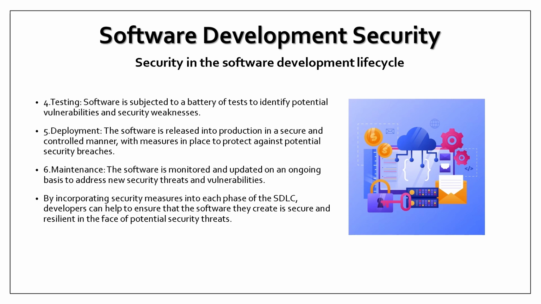5. Deployment. The software is released into production in a secure and controlled manner, with measures in place to protect against potential security breaches. 6. Maintenance. The software is monitored and updated on an ongoing basis to address new security threats and vulnerabilities. By incorporating security measures into each phase of the SDLC, developers can help to ensure that the software they create is secure and resilient in the face of potential security threats.